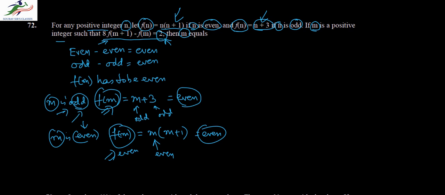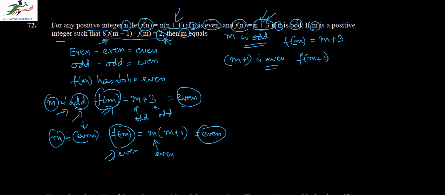So let us take the first case as m is odd. If m is odd, then f(m) will follow the odd rule, that is m plus 3, and if m is odd, then m plus 1 will be even. So f of m plus 1 will follow the even rule. It will take this value, we put m plus 1 in place of n, so m plus 1 into m plus 2.